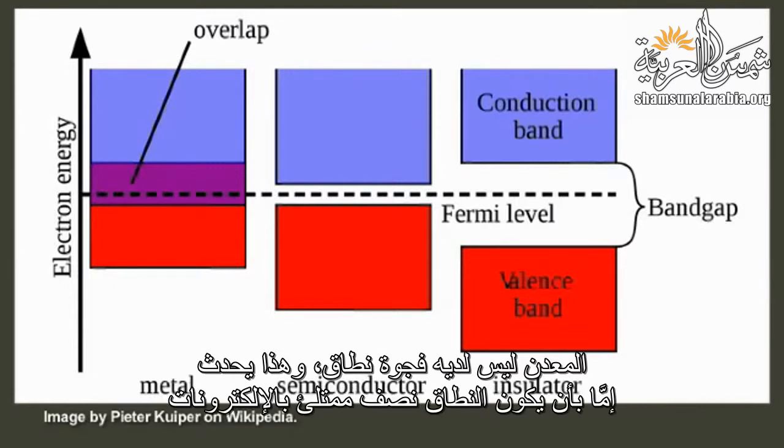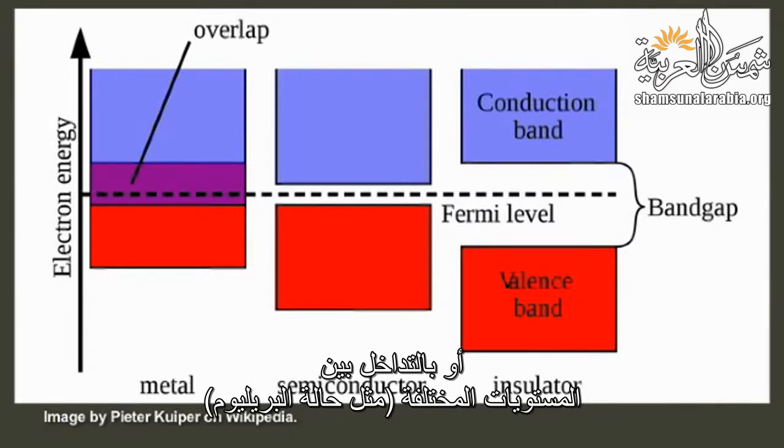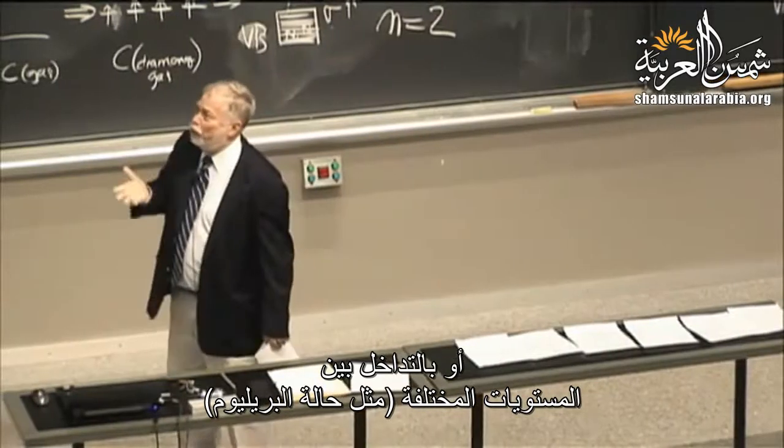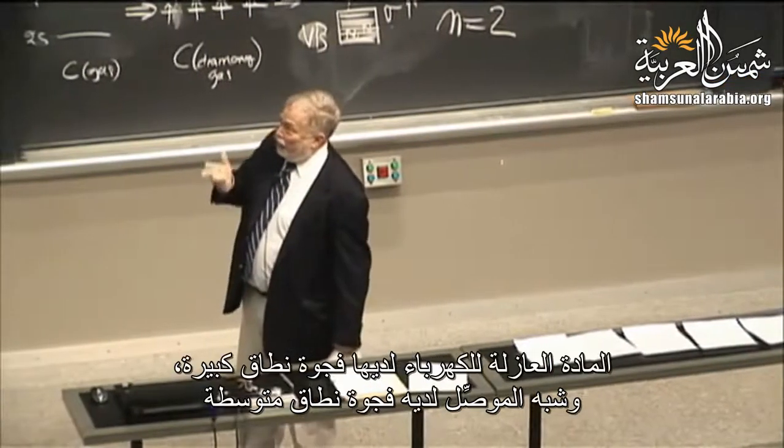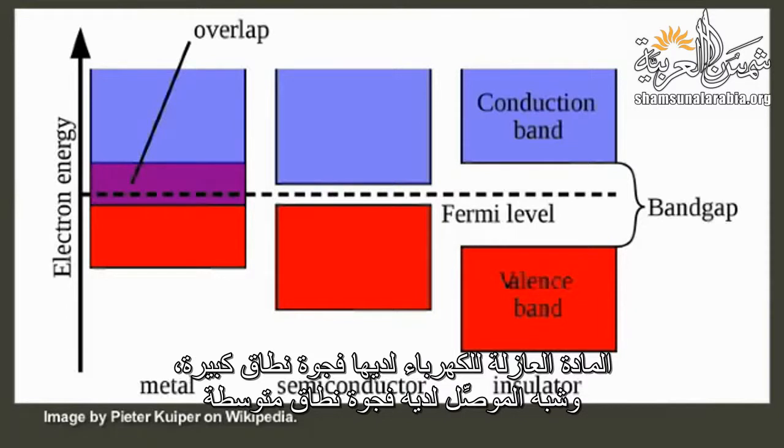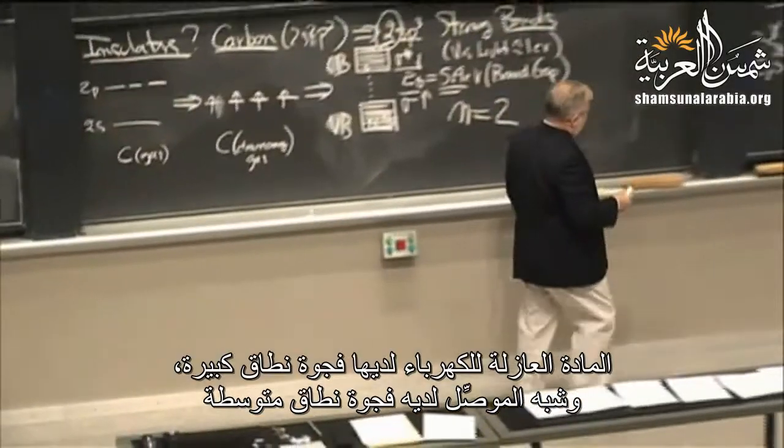A metal has no band gap. That no band gap is achieved either by a half-filled set of orbitals or overlap between different levels. An insulator has a large band gap, and a semiconductor has a sort of intermediate band gap.